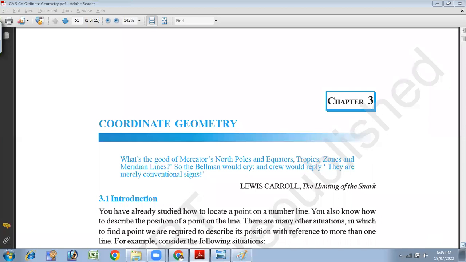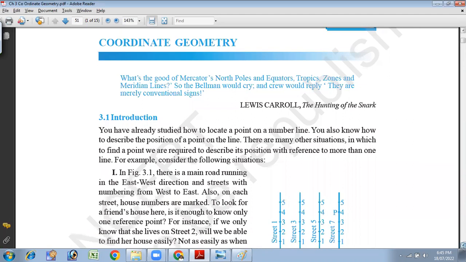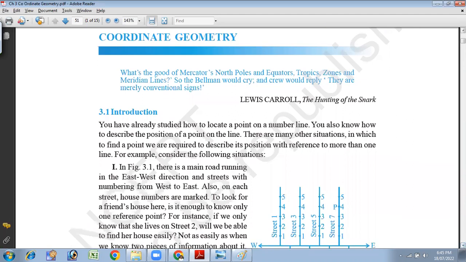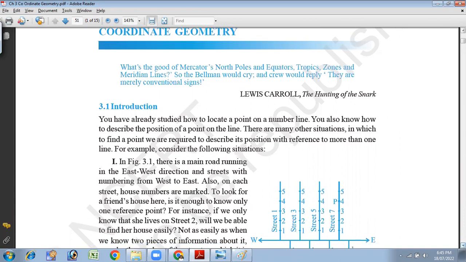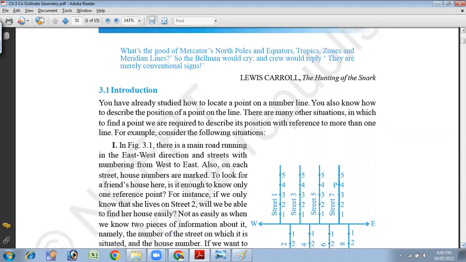Now chapter number 3, coordinate geometry. The introduction part we will see. We have already seen how to locate a point on a number line. From 5th standard itself we are studying how to locate a number, how to locate a point on a number line. You also know how to describe the position of a point on the line.